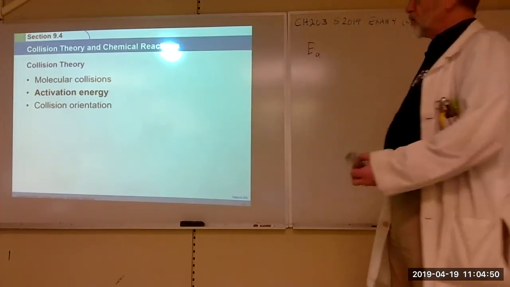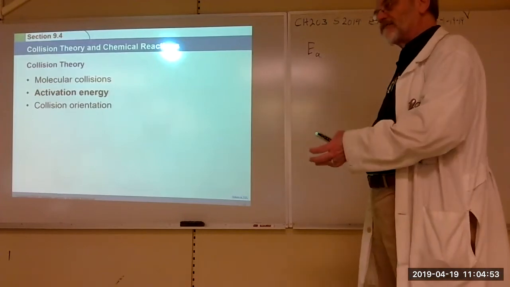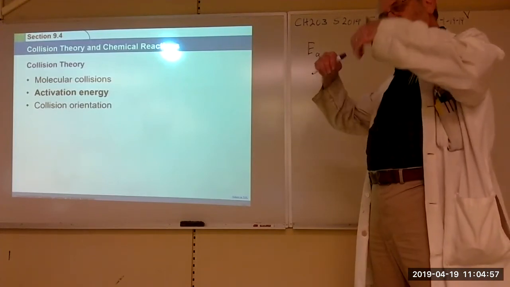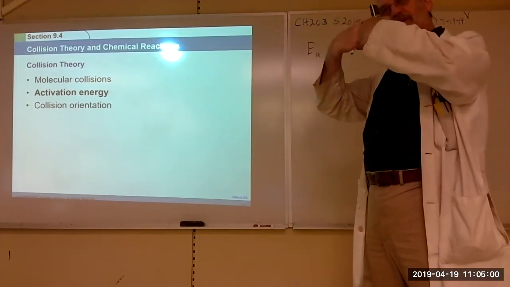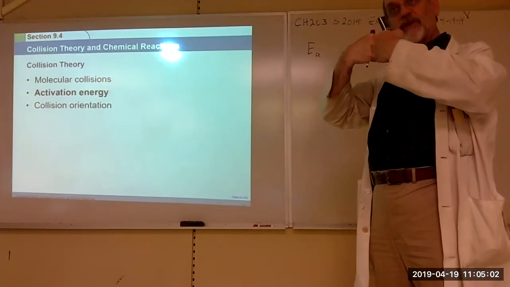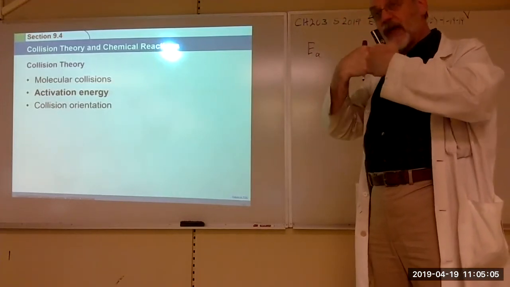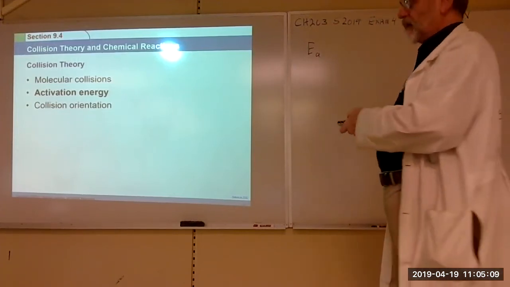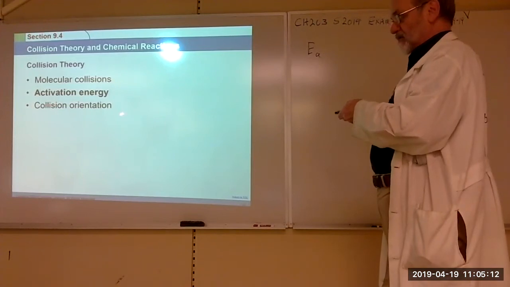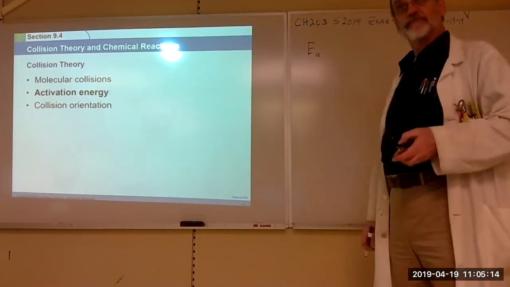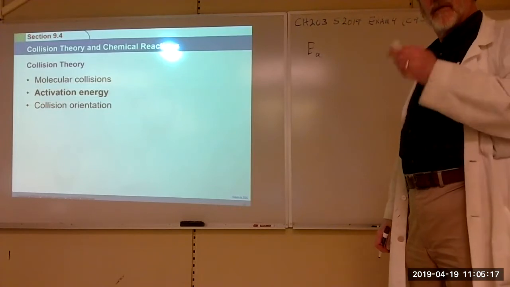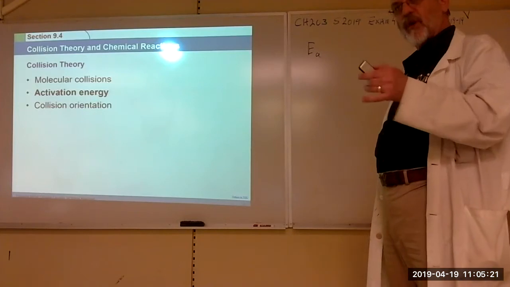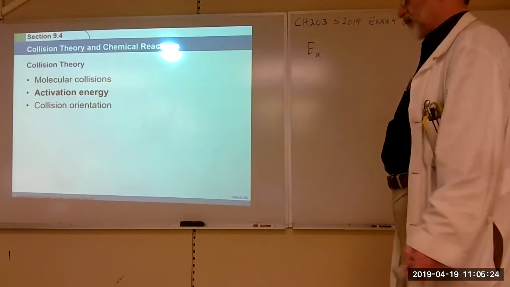Now, suppose you've collided, you got enough energy, but the bonds that need to be broken and reformed are on the opposite side of the molecule, right? It's not oriented properly. So that reaction will not occur. They just bounce off each other, nothing happens. So you need proper orientation during the collision in order to get the bonds to break and reform to give you the products that you're expecting.